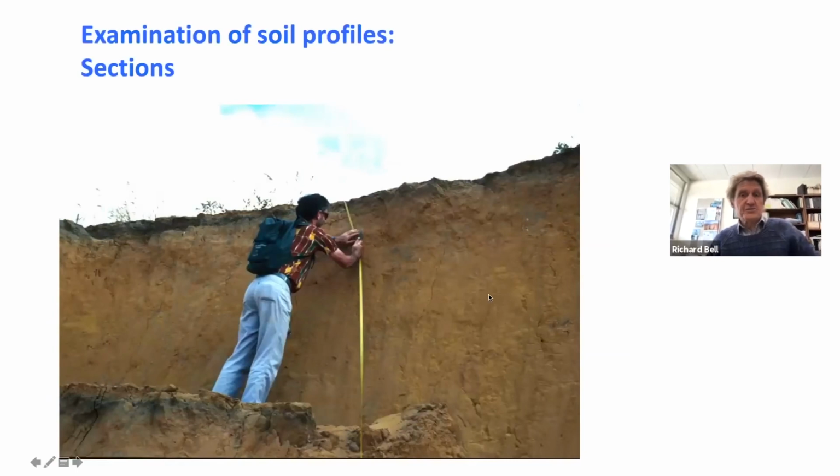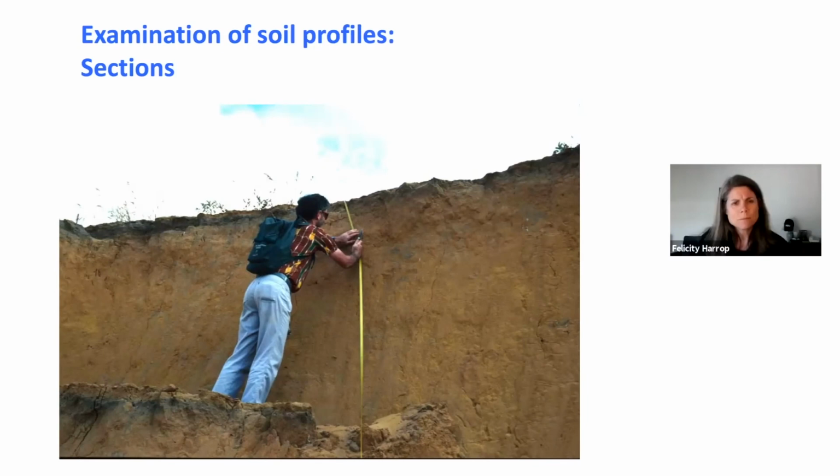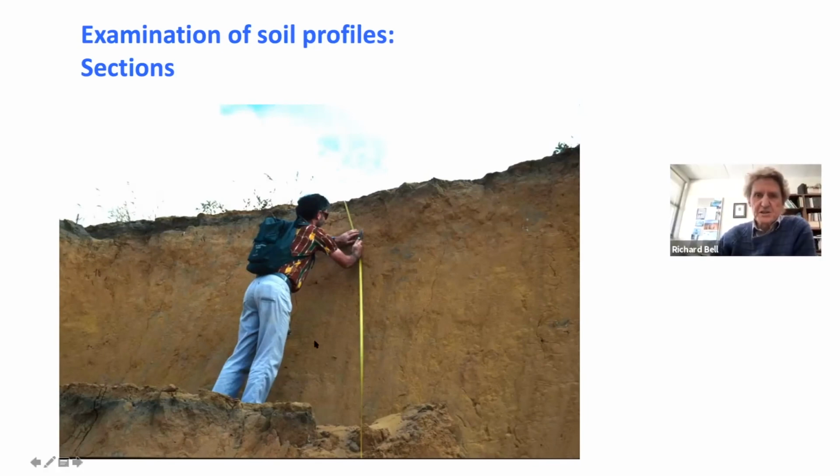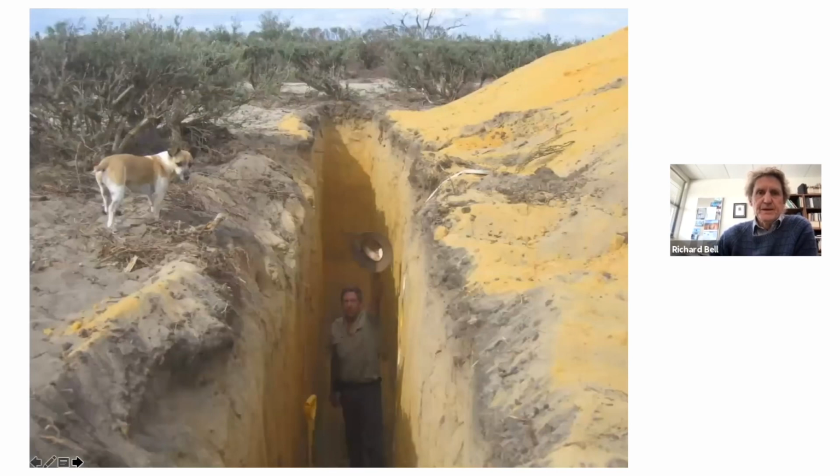You can find other natural sections along road cuttings, railway cuttings, quarries, such as shown in this particular image here, and they can be quite useful as well. But of course, these sections are sampled opportunistically, and they don't necessarily cover the whole landscape or the parts of the landscape that you're especially interested in. Or you can dig really big holes.